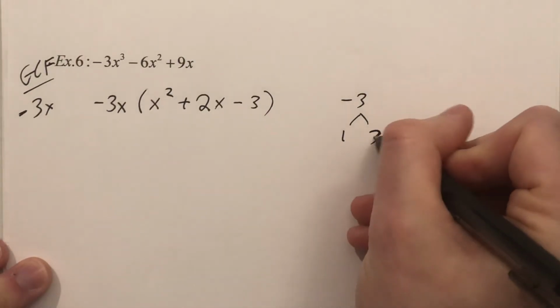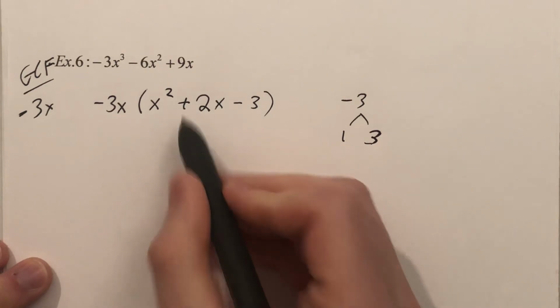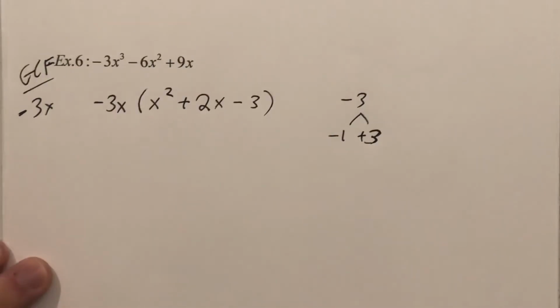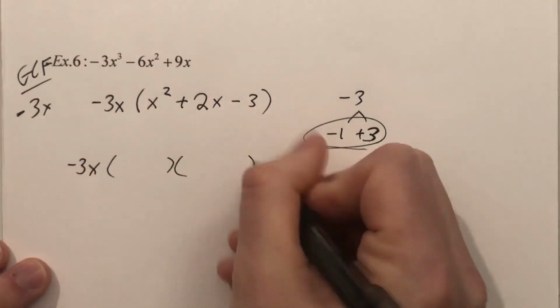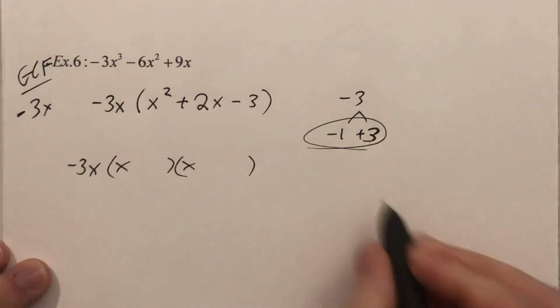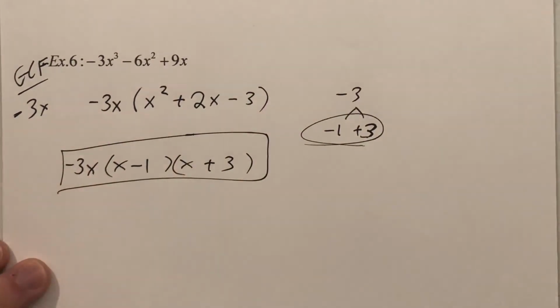Now 1 and 3 are my only numbers that multiply to a 3. To multiply to a negative 3 and add to a positive 2, we're going to need a negative 1 and a positive 3. And so we got negative 3x sitting outside here. And then for my binomials that start with x, a minus 1 and a plus 3 to fill that out.